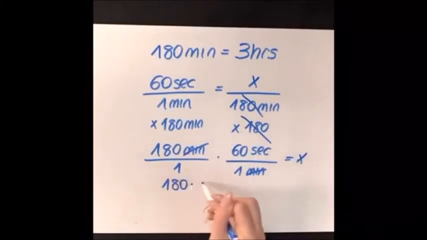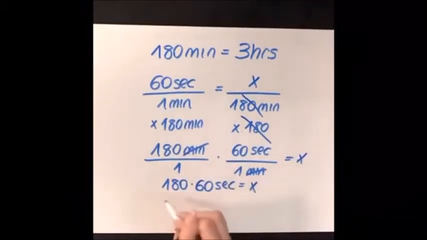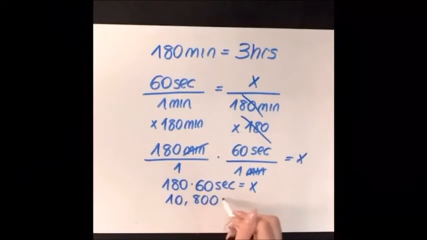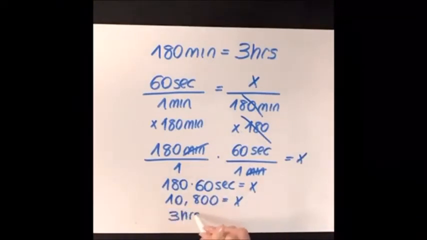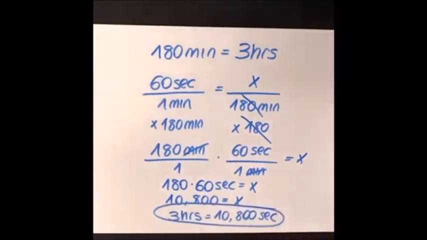Now you cross out the minutes to get seconds by itself and end up with 180 times 60 seconds equals x, which equals 10,800. So 3 hours is the same as 10,800 seconds.